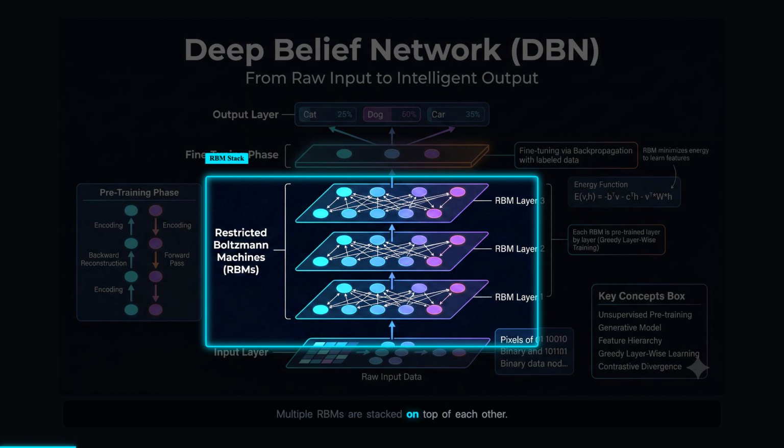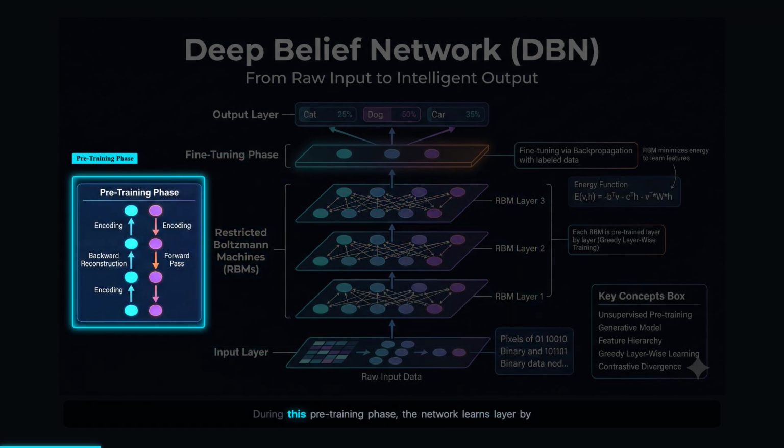Multiple RBMs are stacked on top of each other. Each one serves as a layer in the pre-training phase. During this pre-training phase, the network learns layer by layer using unsupervised learning. It minimizes an energy function to discover essential features in the data without needing any labels.